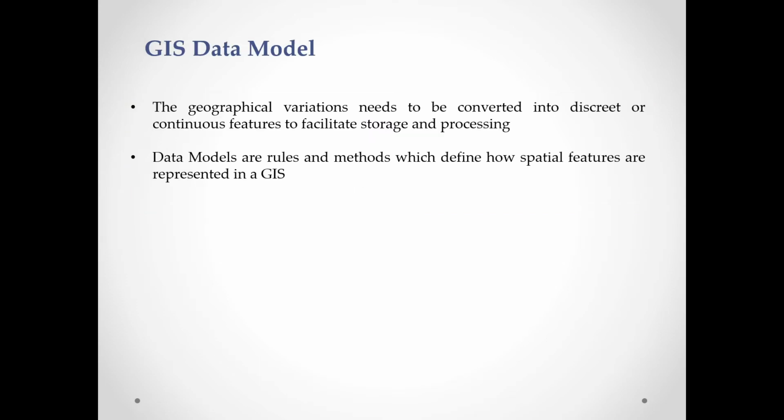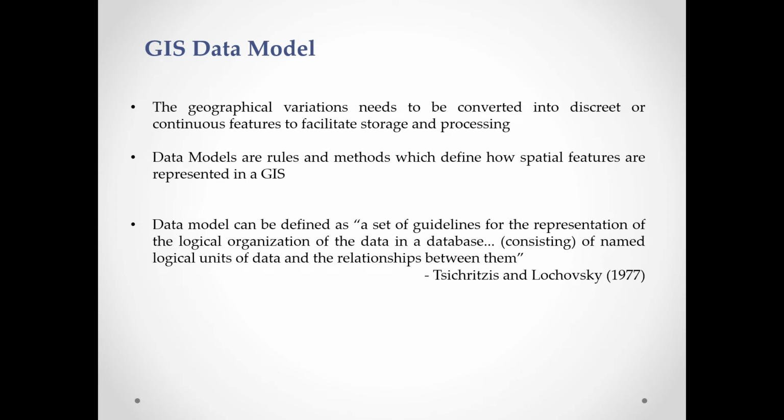GIS data model. The geographical variations need to be converted into discrete or continuous features to facilitate storage and processing. Data models are rules and methods which define how spatial features are represented in a GIS. A data model can be defined as a set of guidelines for the representation of the logical organization of the data in a database, consisting of named logical units of data and the relationships between them. The two data models used in GIS are raster and vector.